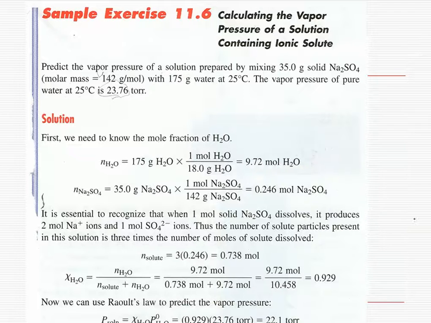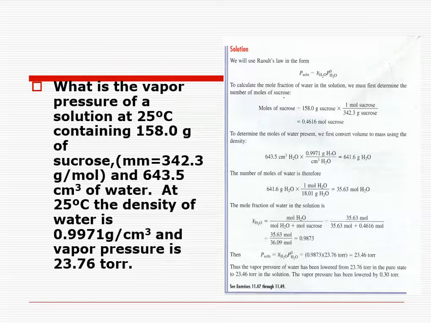Okay. All right, so here's another one. It says predict the vapor pressure of the solution. Now in this case, different from the previous example, where we were dealing with sucrose, and we all know sucrose is a covalent compound.